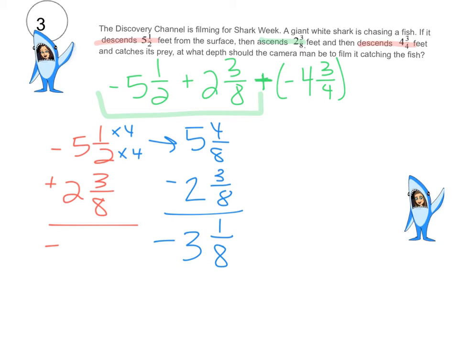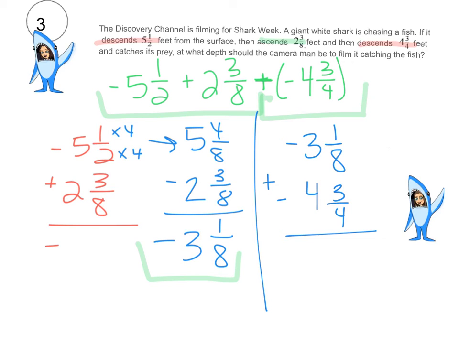All right, so now that I've got my answer negative 3 1/8, I have to go back and add negative 4 3/4. So if I write that problem out, I've got negative 3 1/8 plus negative 4 3/4. The signs are the same, so I'm going to add those two fractions and keep my answer negative. Let me rewrite that. All right, I rewrote it so it was stacked on top of each other.